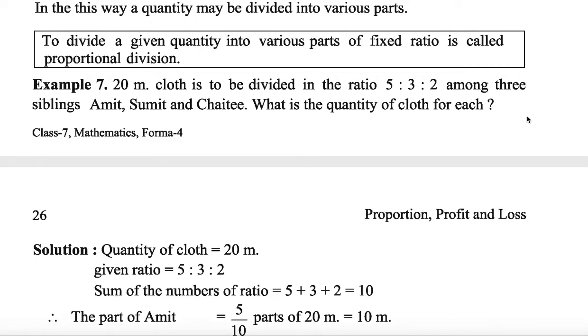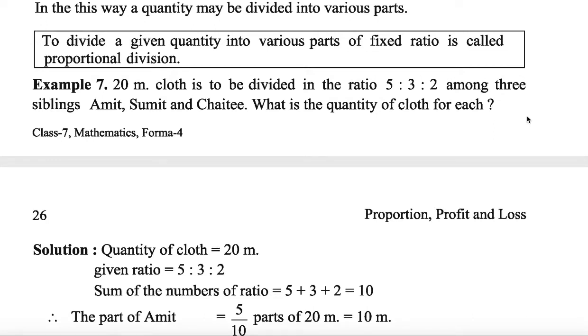Okay, 20 meter cloth is divided in the ratio 5:3:2 among 3 siblings, Amit, Sumit and Chaiti. What is the quantity of cloth for each? Sum, 5 plus 3 plus 2, that is 8. So 5 by 8 for Amit. 5 by 8 into 20, that is 25 by 2, that is 12.5 meter for Amit. What about Sumit? 3 by 8 into 20, 15 by 2, 7.5 meter for Sumit. What about Chaiti? 2 by 8, 1 by 4 times 20.